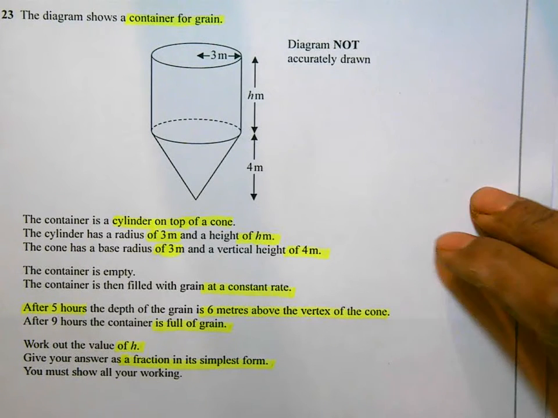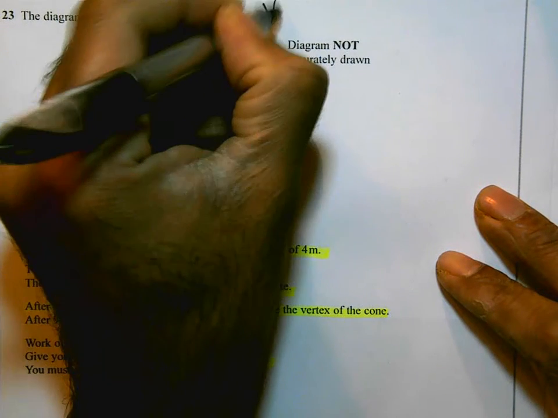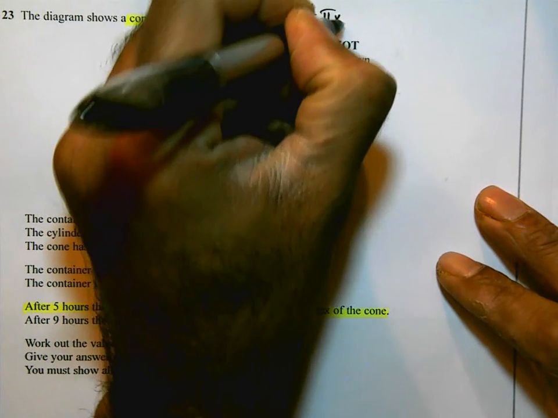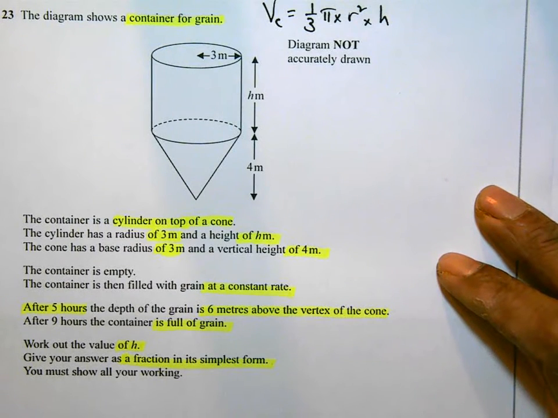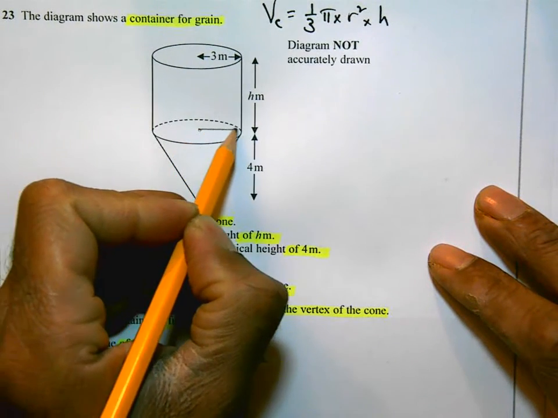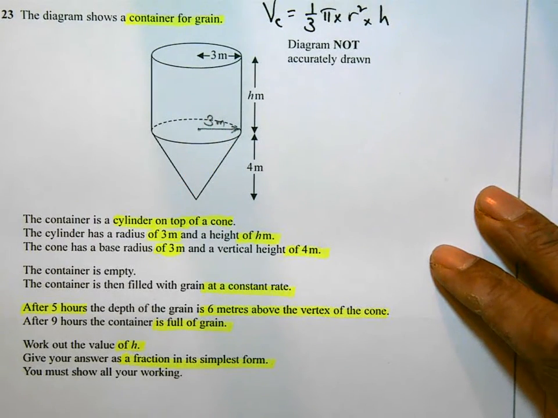We need to break it up, and a lot of the formulas that we're going to use, in fact, the formula for the volume of a cone, comes from the formula sheet. So the volume of a cone is 1/3 pi times radius squared times height, and that comes from the formula sheet at the front. So one of the first things we're going to do is label up the radius of the base of the cone. That's also going to be 3 meters.